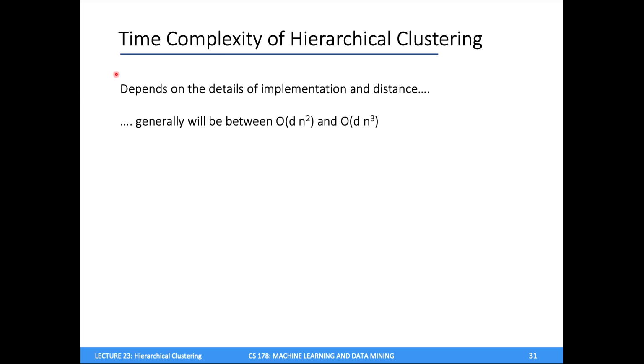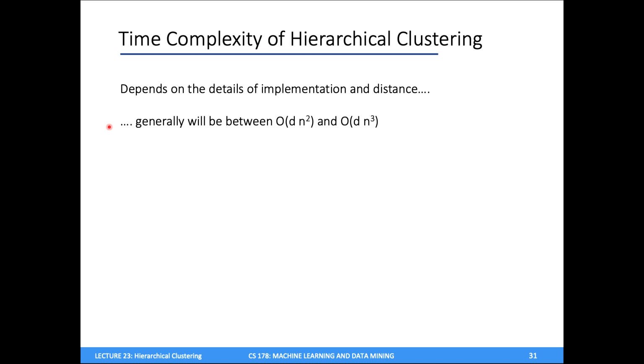Okay, let's briefly talk about the time complexity of hierarchical clustering. In general, it depends highly on how you exactly implement these and what distance function you choose. But in general, it's going to be somewhere between on the order of d times n squared, where d is the dimensionality of your data, number of features, and n is the number of data points that you have. And it might, on the worst case, be cubic in the number of data points that you have. So being quadratic or cubic in n is definitely not good for a machine learning problem, because often we have very large data sets.